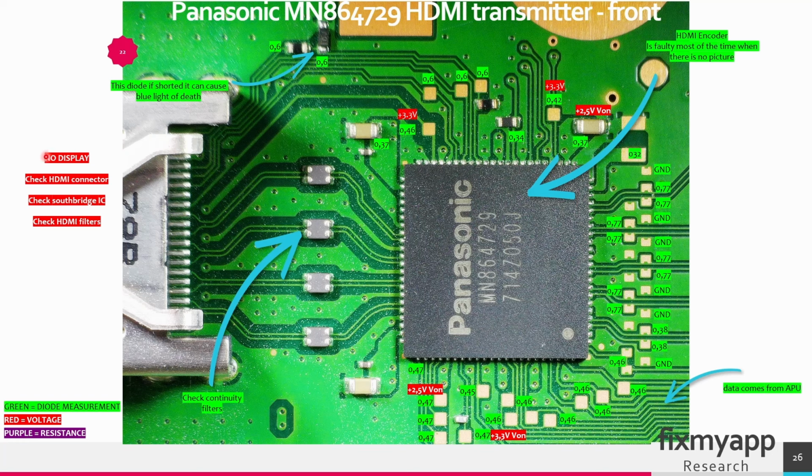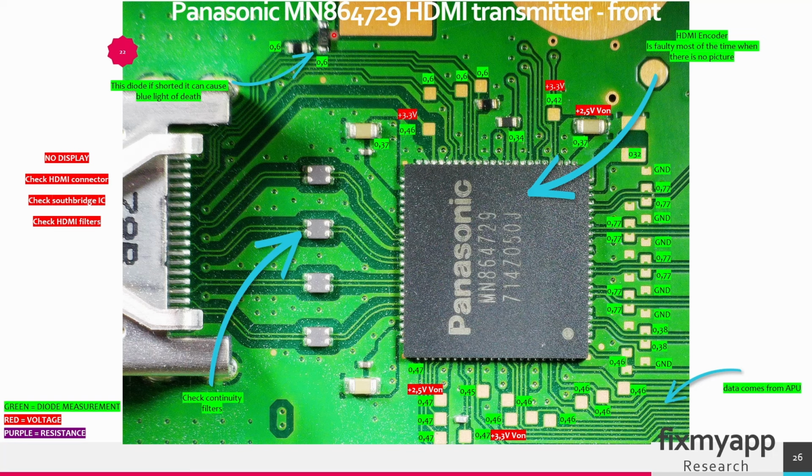Again, if you have no display but you have a white light, then check this HDMI connector, check the Southbridge chip, and also check this HDMI encoder chip. Also check if the filters are okay. On this pad, when you turn the console on, the 2.5 volt should be present, and also the 3.3 volt should be present. On this capacitor there should be 2.5 volt, and on this pad there should be 3.3 volts. Also on this pad there should be 3.3 volts.